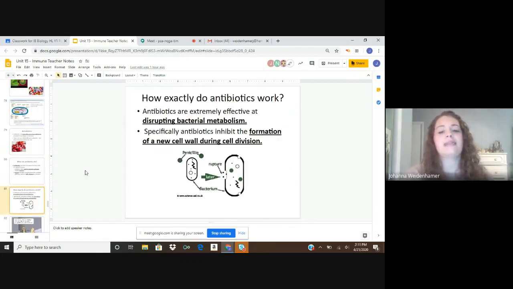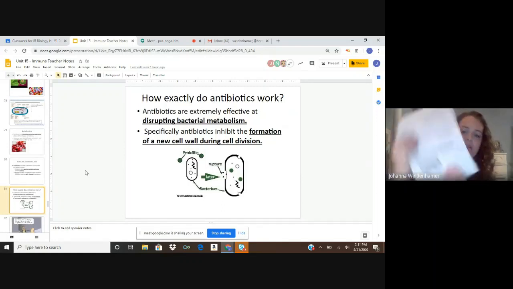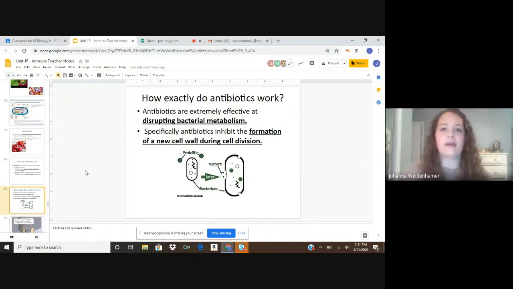And last but not least, how exactly do these antibiotics work? What exactly are they doing? You can just, again, make yourself some space on that same page. We've talked about it before a couple of seconds ago. Antibiotics, again, are going to disrupt metabolic processes in that bacteria, and they're also going to inhibit the formation of a new cell wall during cell division.